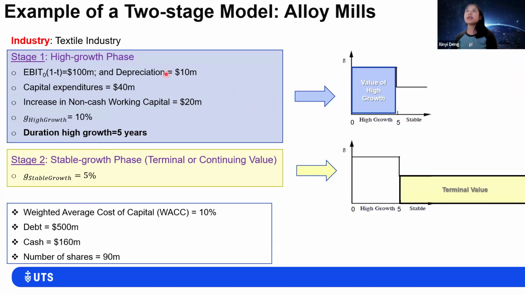Now let's proceed to the actual calculation example of the two-stage model. Here we have a firm called Alloy Mills, which belongs to the textile industry. It has a stage 1 of high growth phase and a stage 2 of stable growth phase. Let me bring up the Excel sheet I prepared for you for this example.